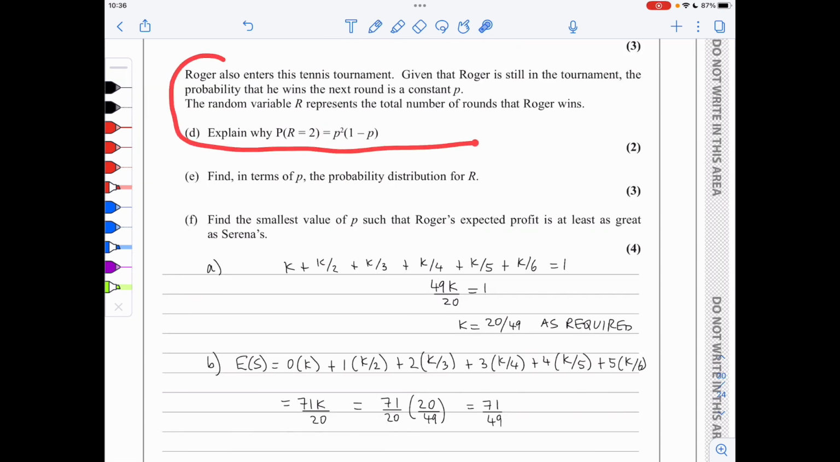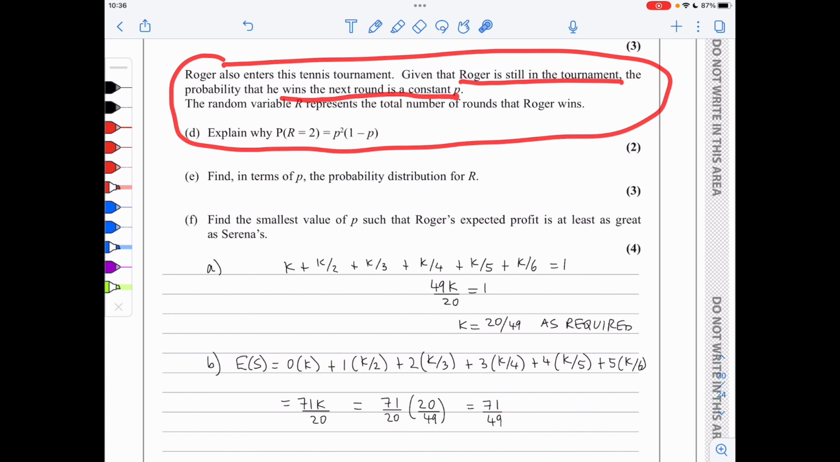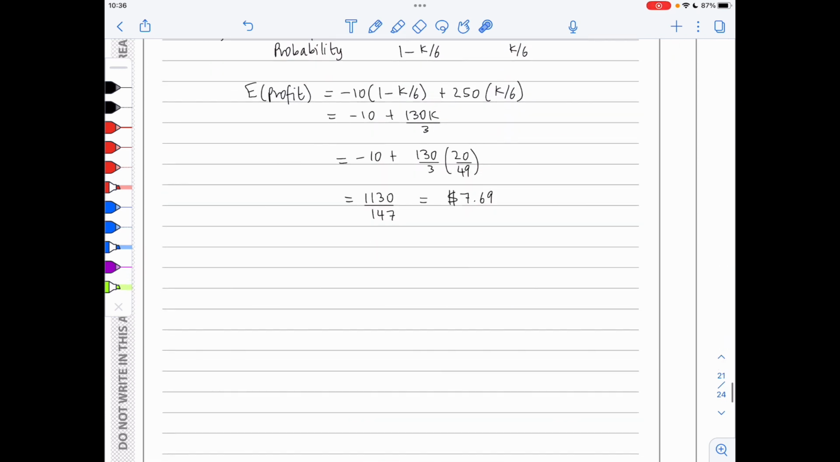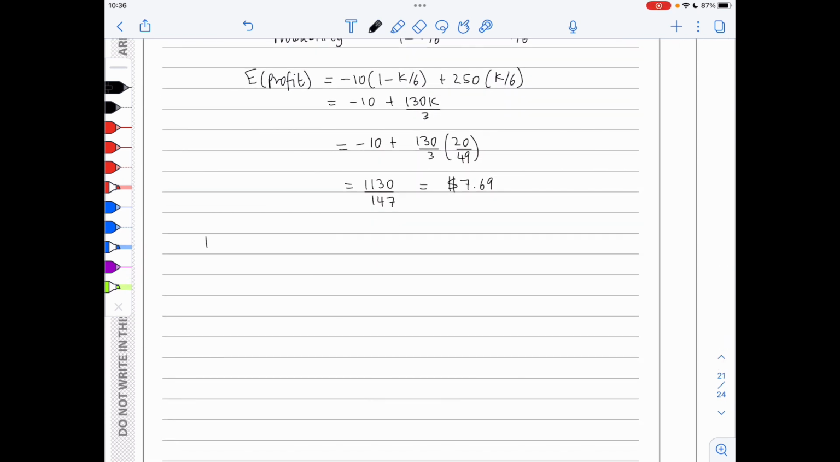We are then told that Roger also enters the tournament, and given that Roger is still in the tournament, the probability that he wins the next round is a constant p, and we've got the random variable r representing the total number of rounds that Roger wins. We need to explain why the probability that r is 2 is p squared times 1 minus p. So if r represents the total number of rounds that Roger wins, it means that he stops when he has the first failure. So the probability that r is 2 is simply the probability that he wins the first 2 rounds and loses the third.